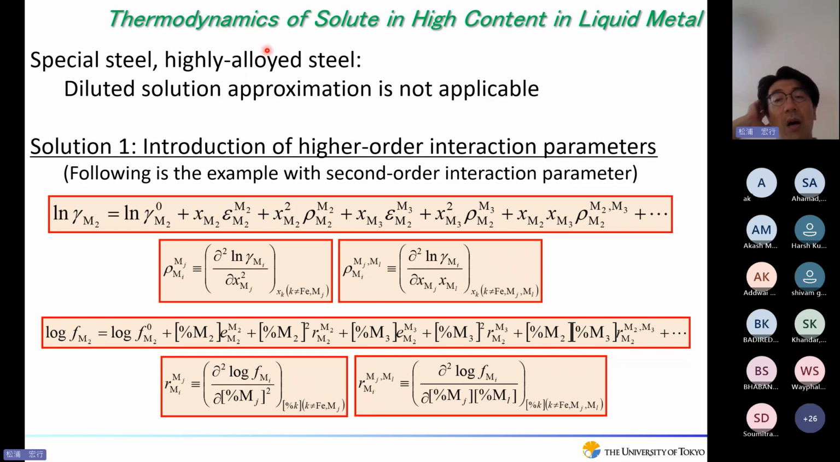Okay, so thermodynamics of solutes in high content in liquid steel should be introduced like this.